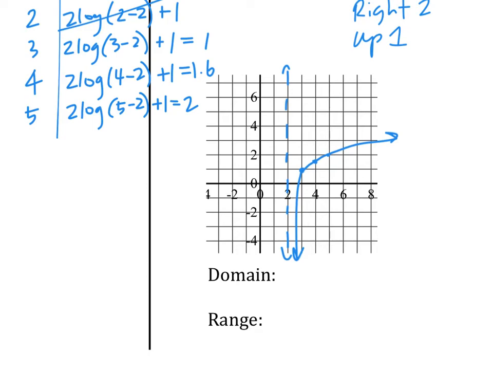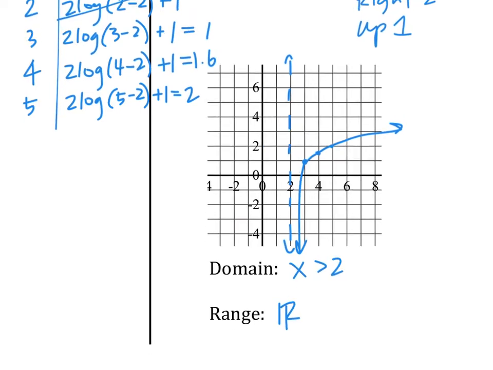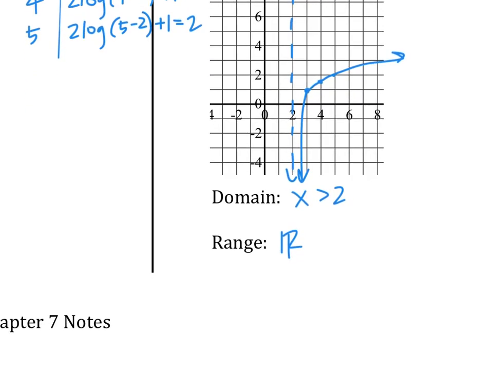Okay, what is the domain? X is greater than 2. What about the range? All real numbers. Let me ask you a tricky question. What is the x-intercept? X-intercept is when what happens? Y equals 0. So that means we need to solve. So let's try solving it. 0 equals 2 log x minus 2 plus 1.